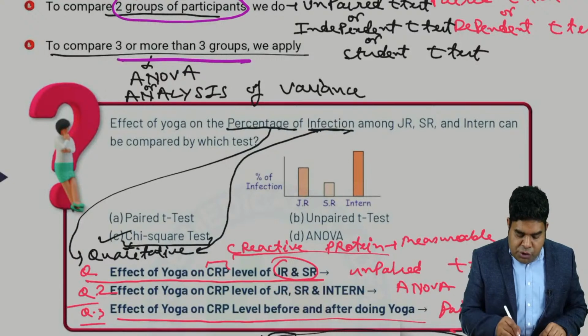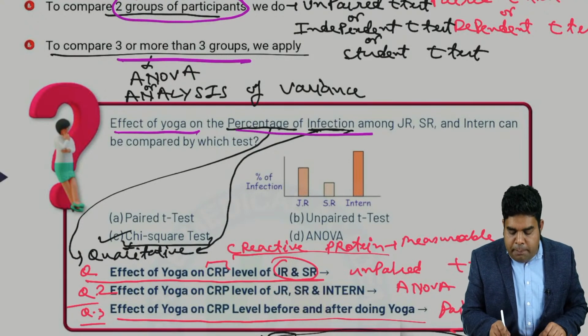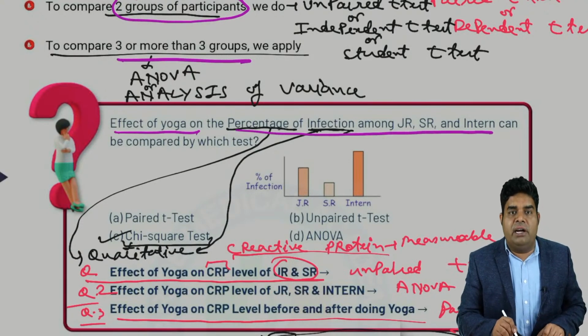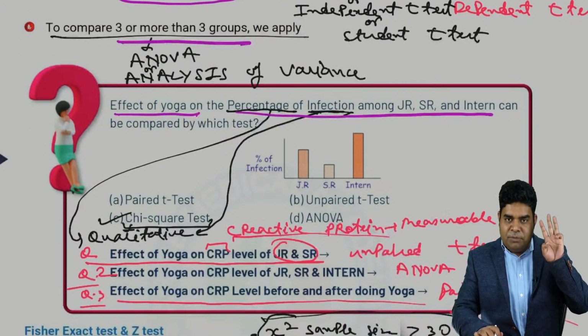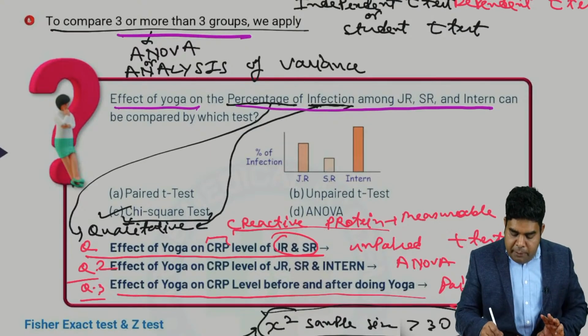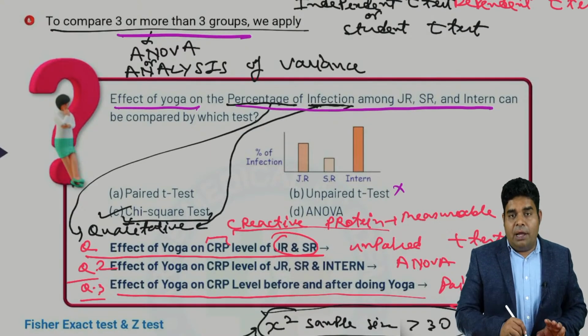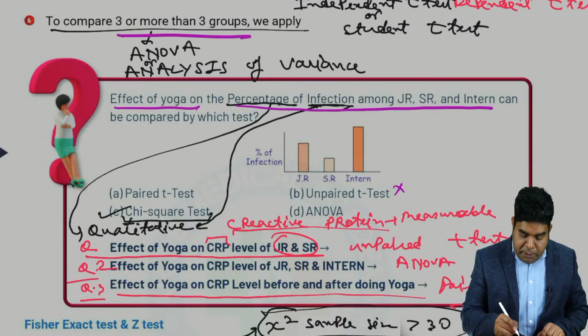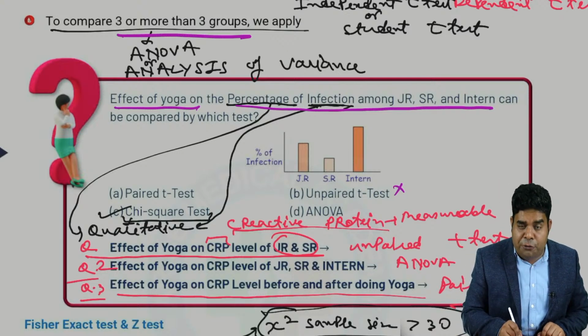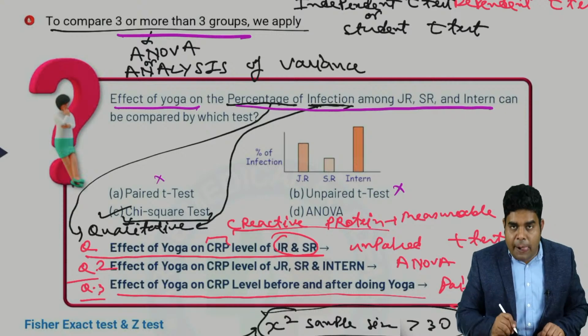So let's practice this question. They said the effect of yoga on percentage of infection among JR, SR and intern can be compared by which test? So there are 3 groups: JR, SR, intern. If there are 3 groups, unpaired t-test cannot be there. And they have not used the words pre-post in the question. So pre-post not used, before, after not used, matched data not used, paired t-test gone.